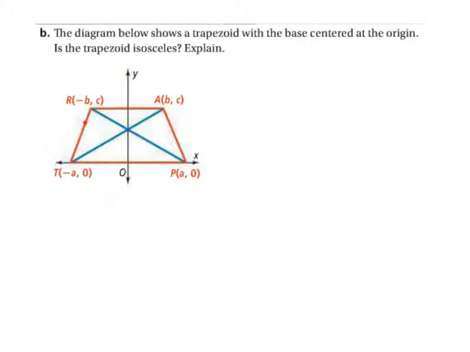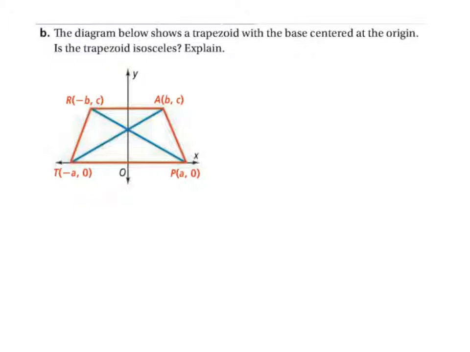Well, I could do distance formula, see if I get the same thing. That would work. The other thing that I could do is the diagonals in a trapezoid are congruent. So I could do distance formula here, distance formula here. What do you think? What looks easier? Does one necessarily look easier than the other?